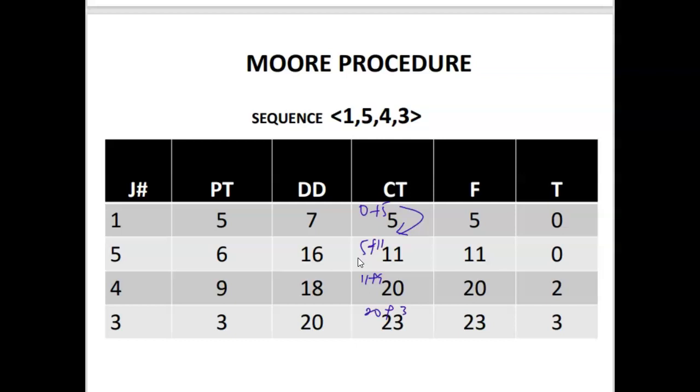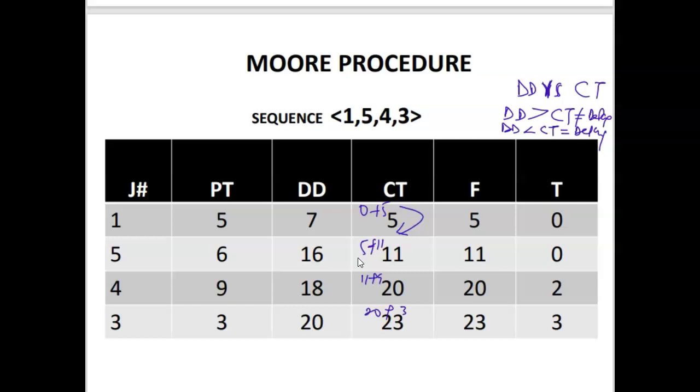Now look at the third jobs. Here we are comparing what? Our due date versus our completion time. If the due date is greater than completion time, what do we call that? There's no delay. However, if your due date is less than your completion time, what do we call that? Delay.